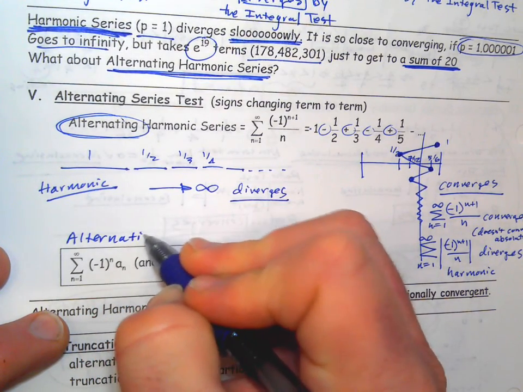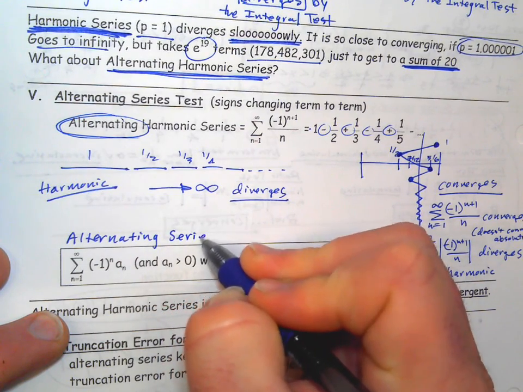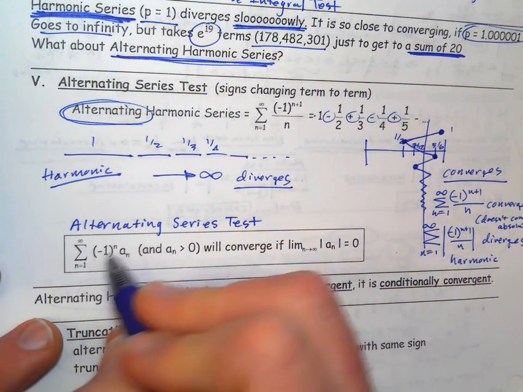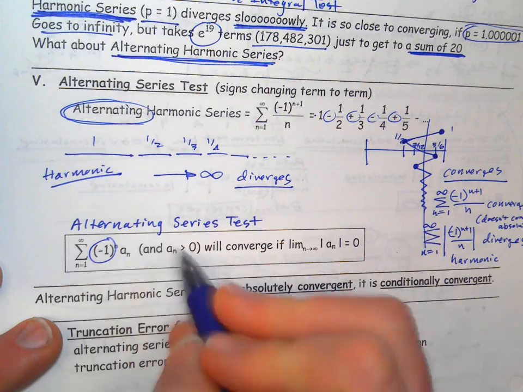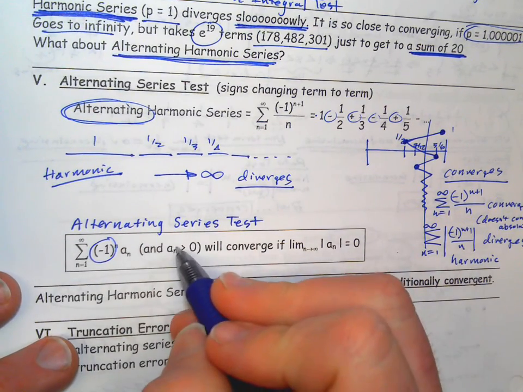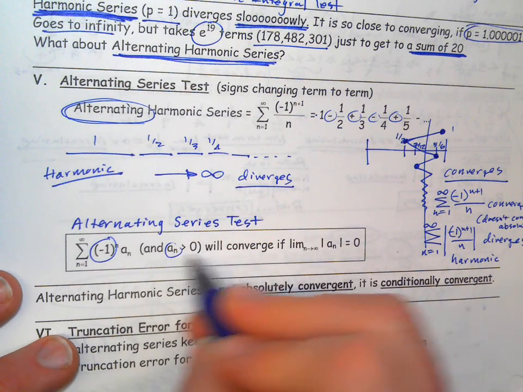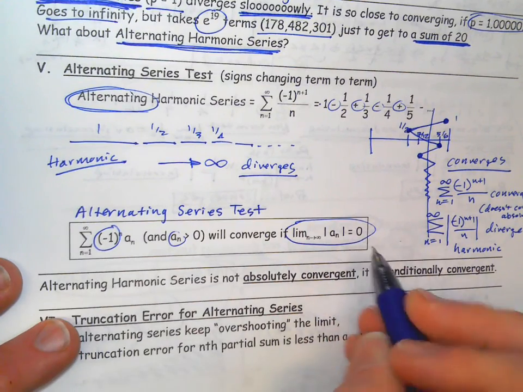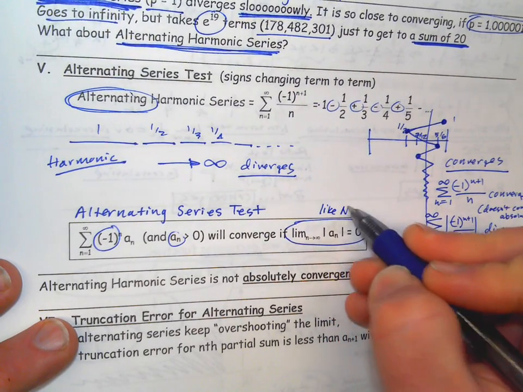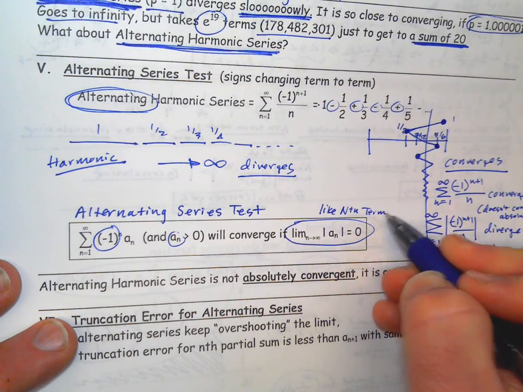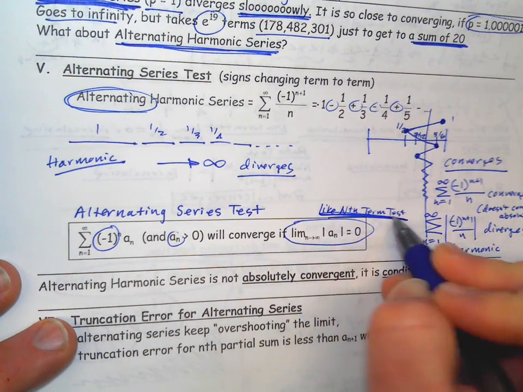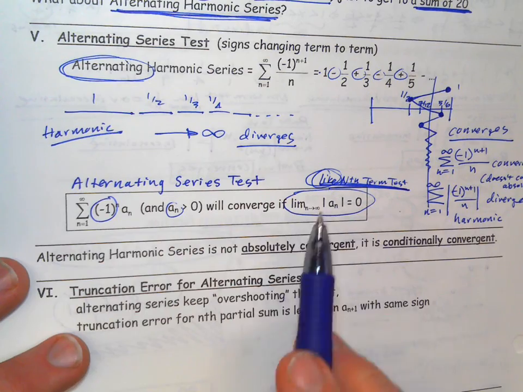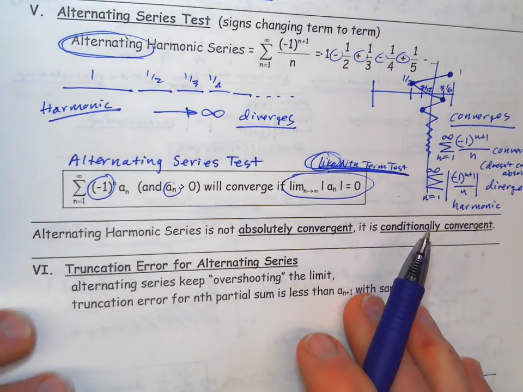So alternating series are special, and they are more likely to converge. Okay, and the alternating series test says if you have an alternating series, some kind of plus minus going back and forth every time, and the terms are positive, it will converge if the limit of the terms goes to 0. So this is like the nth term test. It is not the nth term test because it requires that it's alternating, but it's like it. So if it's an alternating series and the terms go to 0, that is enough to say it converges, okay?